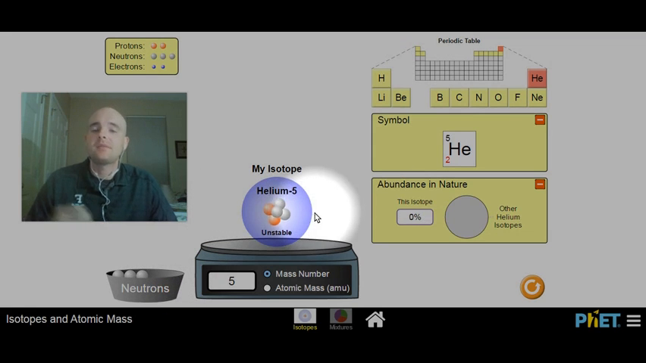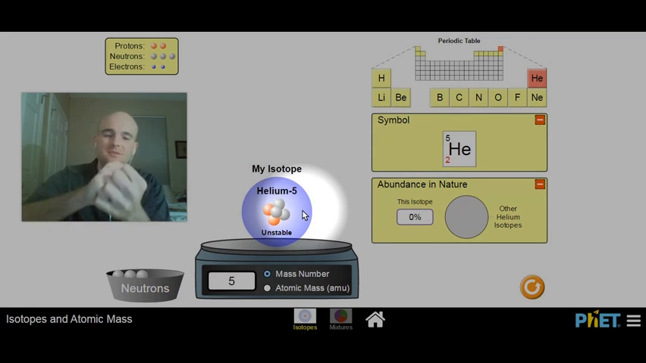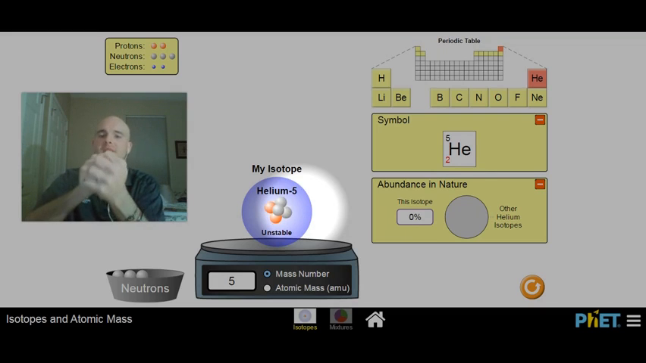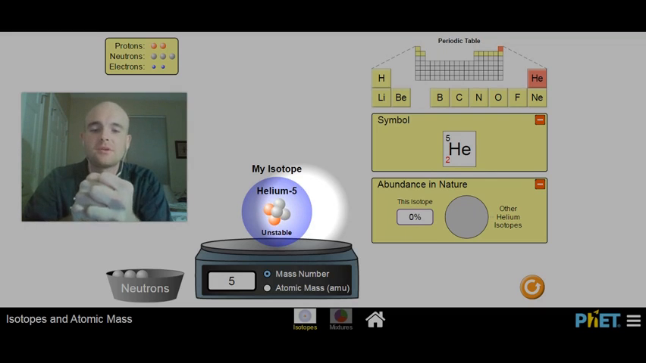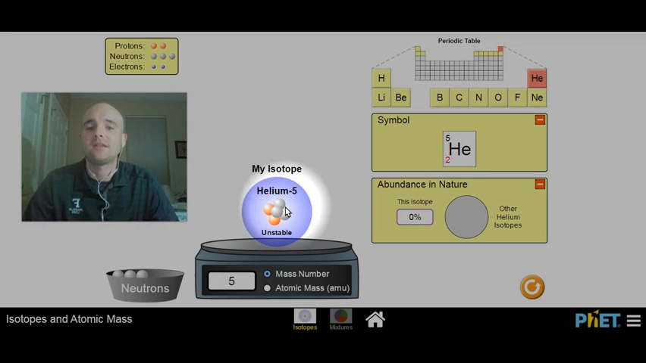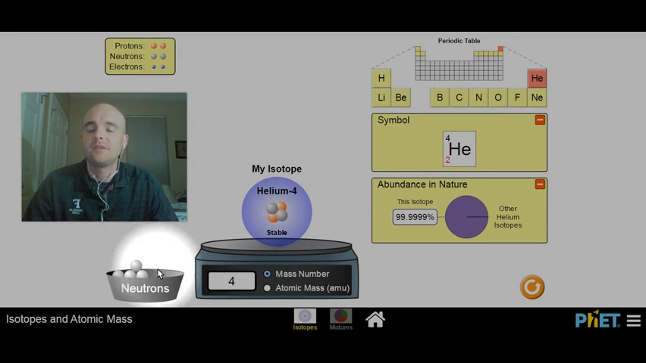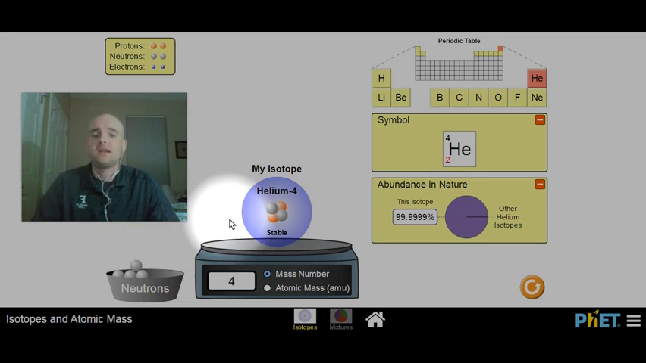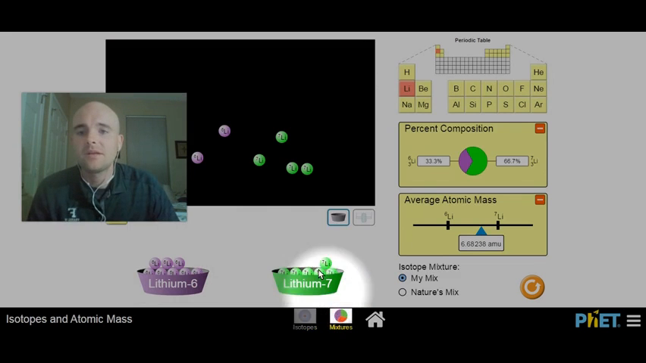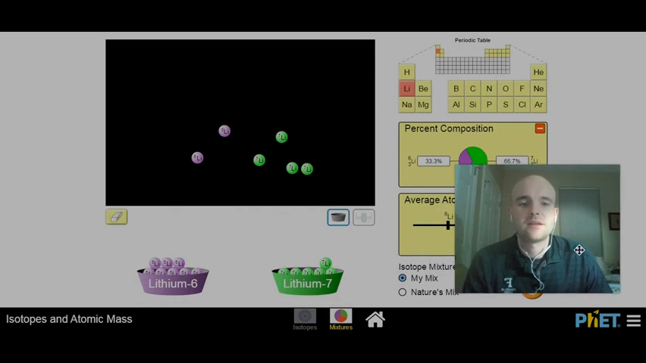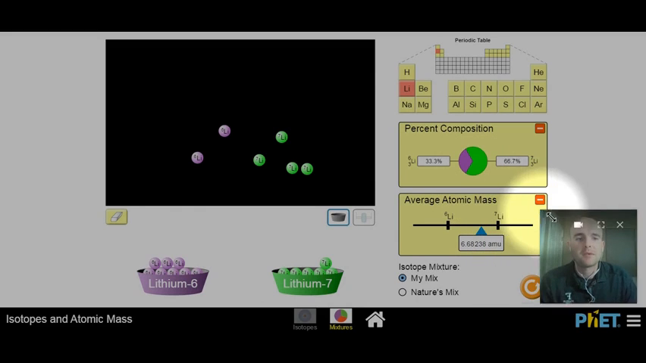If it's unstable, that means that the nucleus is just getting too big for it to hold, so it will actually eject that neutron in what we call radioactive decay. Another way to show this is, I'm going to make my picture smaller.